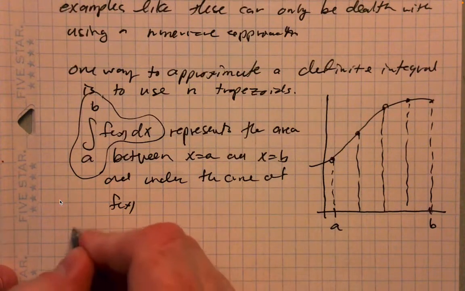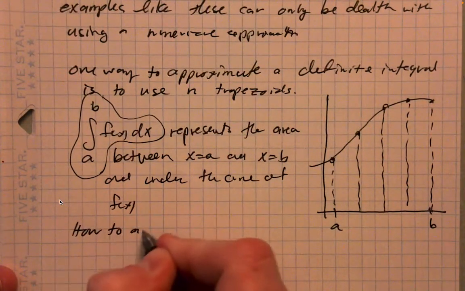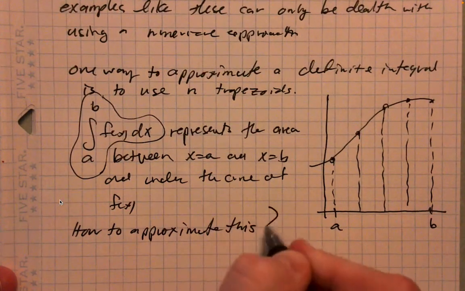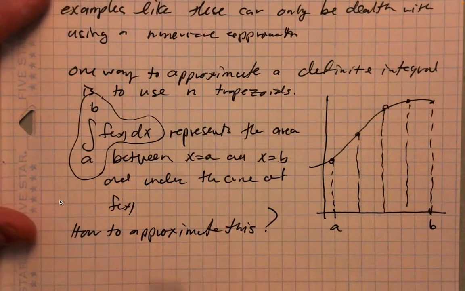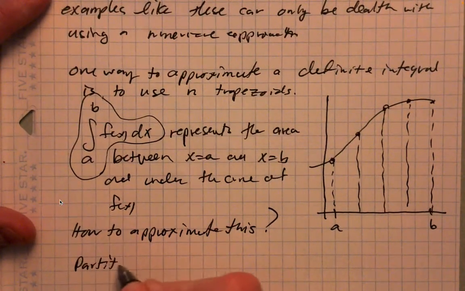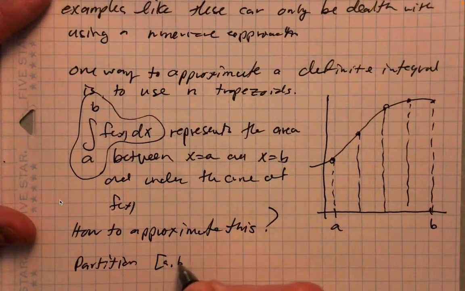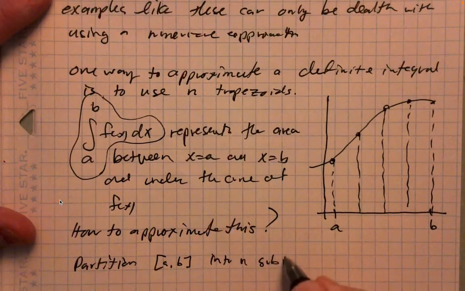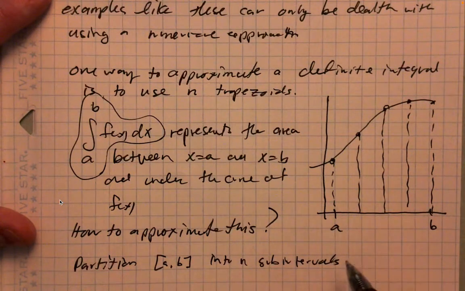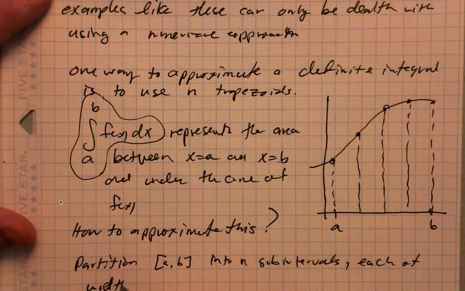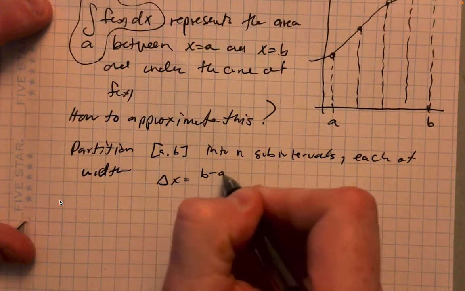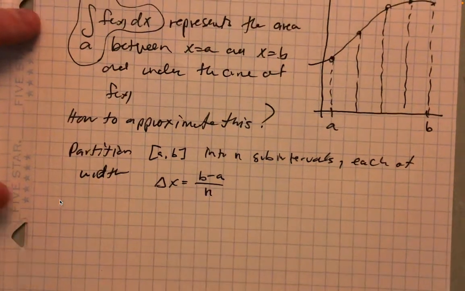So let's go back through this. How do we approximate this? Of course we want to start by partitioning the interval a, b, the closed interval, into n subintervals, each of width delta x equal to b minus a over n. Equal widths for each of them.